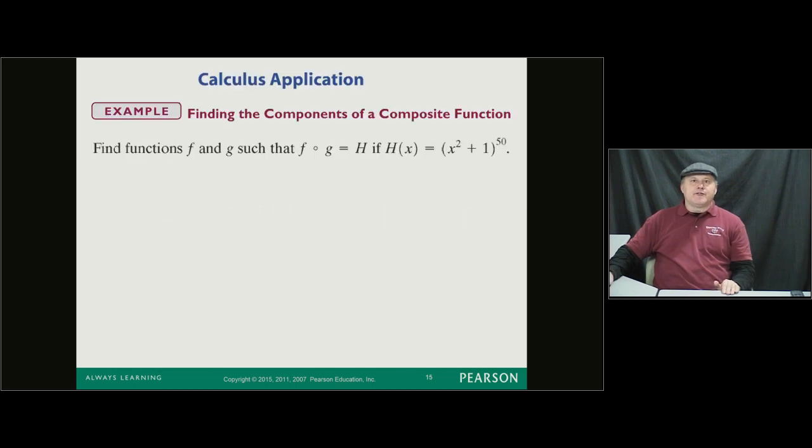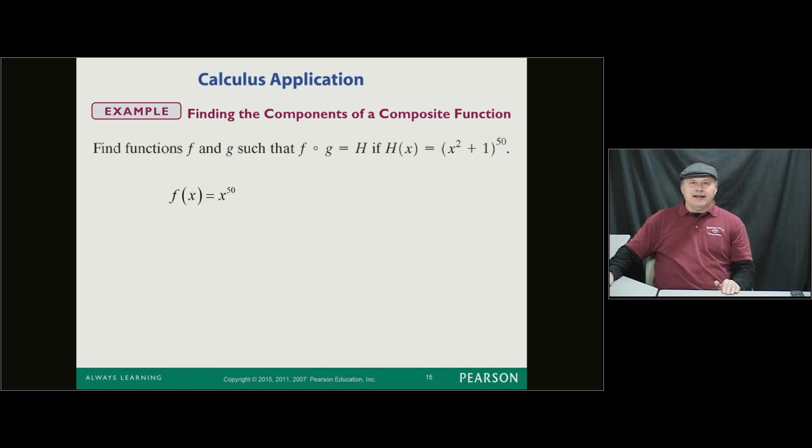Okay? So if you look at this example, it's a calculus application. We want to find the components of the composite function. So we want to find the two functions f and g such that f composed g of x is the h function, where h of x equals (x squared plus 1) to the 50th power. Okay? So now notice there's basically two functions involved here: x squared plus 1, and something to the 50th power.